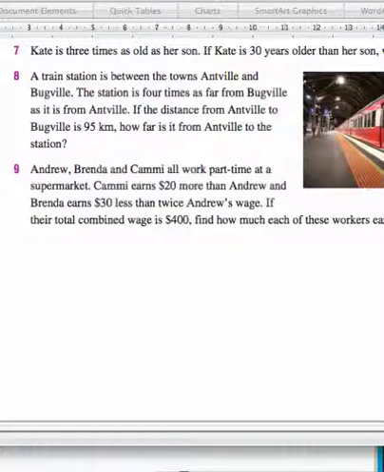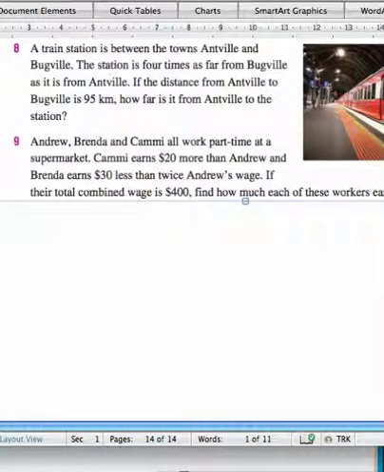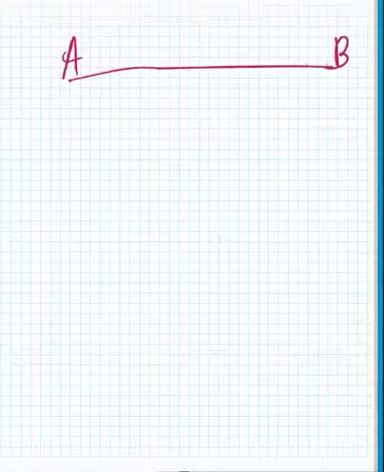Question 8 is actually a tricky one, but when you get your head around it, it's quite easy. Let's have a read. A train station is between the towns Antville and Bugville. It'll help if you draw a diagram. So we've got a train station, and it's in between A for Antville and B for Bugville. And the train station is somewhere in between.